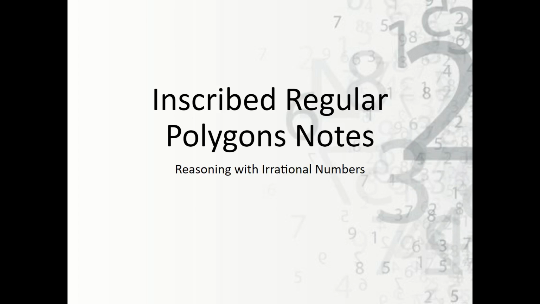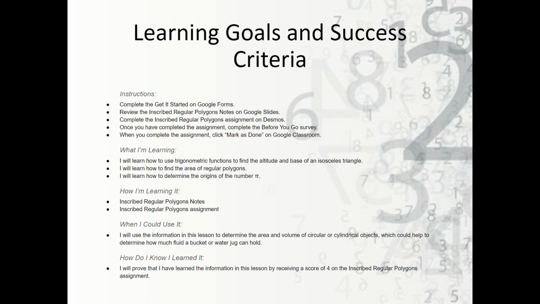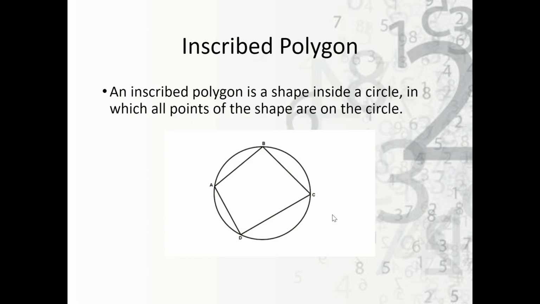Let's take a look now at the Inscribed regular polygons notes. Our notes begin with the learning goals and success criteria. Now, what is an inscribed polygon? An inscribed polygon is a shape inside of a circle in which all the points are on the circle. So if we look here, we have some kind of a four-sided figure, and every point falls on the circle. This is an inscribed polygon.